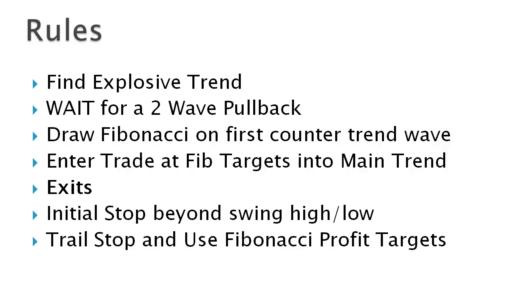So you enter the trade at the fib targets, whether you use our trend line entry method or if it comes down to these fib profit targets and goes sideways, when it breaks out in the direction of the major trend, then you get in. For exits, your initial stop just gets put beyond where that second wave swing high and low is, and then you use a trailing stop, and I highly recommend using Fibonacci profit targets in the direction of the previous trend to find likely stall areas where you would exit your trade.